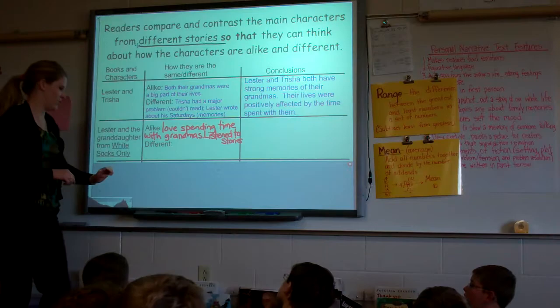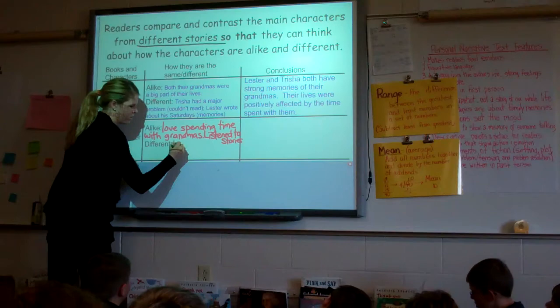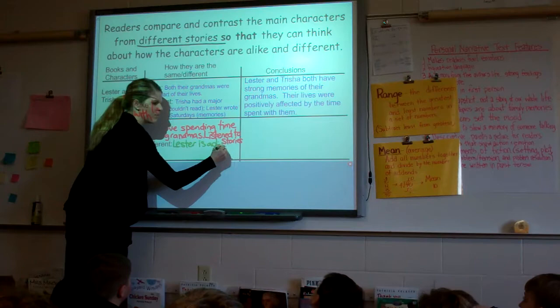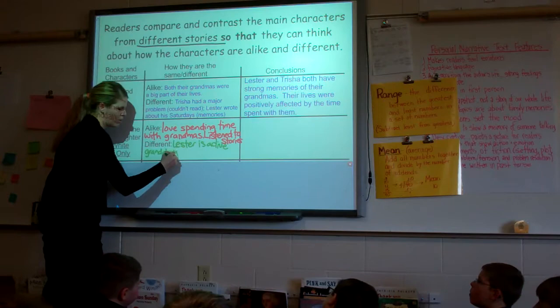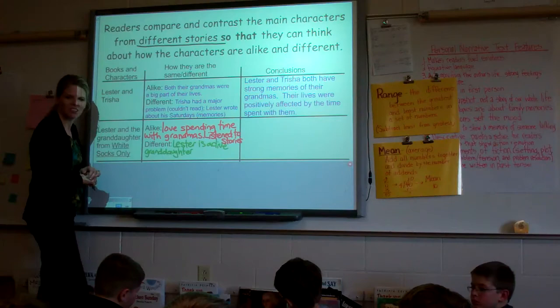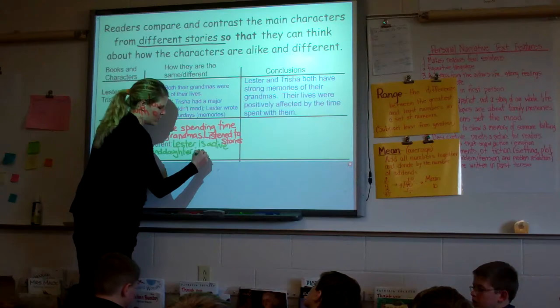Paige. Lester likes to go down, like, work with his grandma and mow the lawn and cook and stuff, but the granddaughter just really wants to hear the stories. She's just so interested. So we can generalize that and say Lester is active, like moving around with his grandma, and the granddaughter, how could we say that, Paige? Is more... Do you know the opposite of active? Does anyone know? Lazy. We could say is inactive, yeah. She kind of just sits on the porch and listens to her grandma tell stories, right?